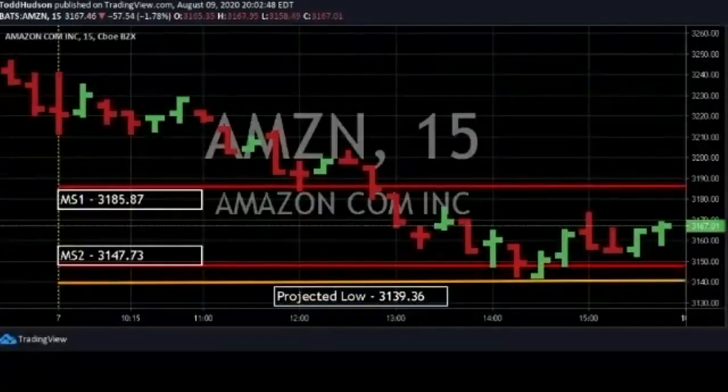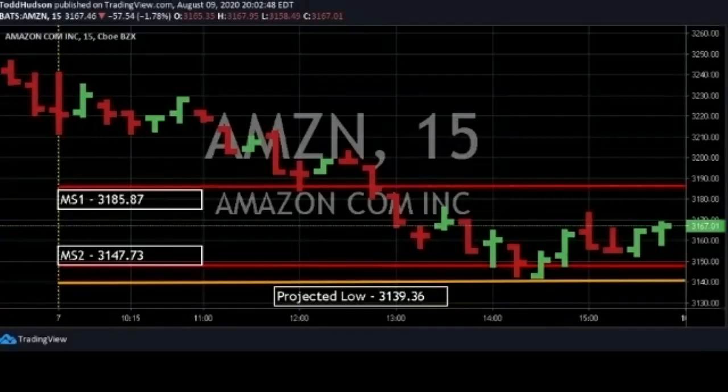This was Amazon, and Amazon basically was a much slower move to the MS1 level. It reached it around noon. Then it pulls back slightly, goes down and reaches the MS2 level, which is an extended level. It's the same distance from the open to the MS1 as it is from MS1 to MS2. And as you can see, it basically closed below the MS1 level, but above the MS2 level.